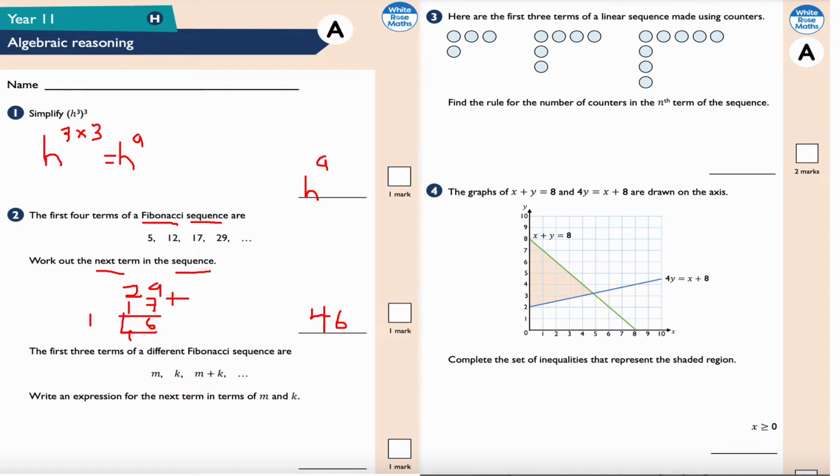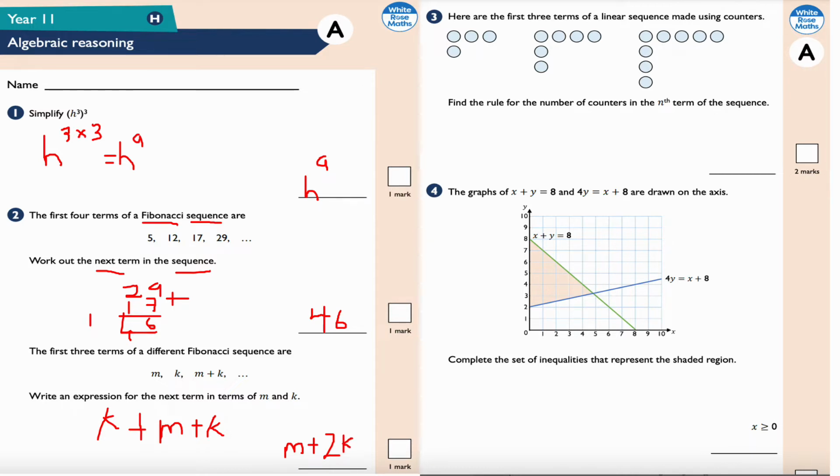Okay, this is the next question, guys. M plus K. Write an expression for the next term in terms of M and K. So the next one is going to be K plus M plus K. So it's adding the previous 2 terms together. So collecting like terms, K plus K is 2K plus the M. So it's M plus 2K or 2K plus M. Either one is fine.